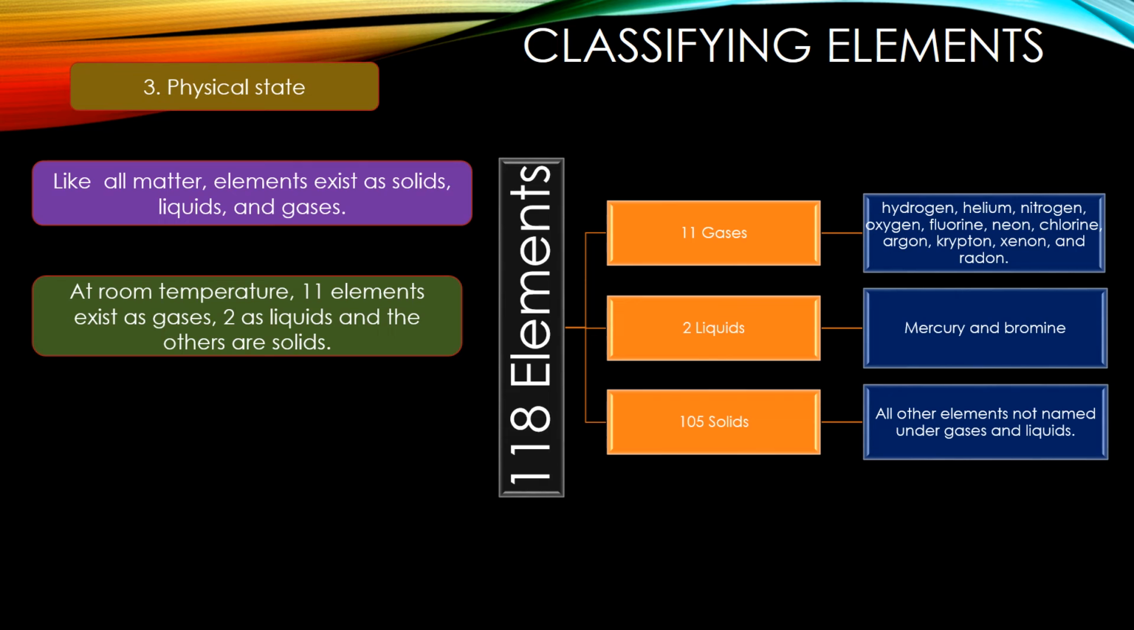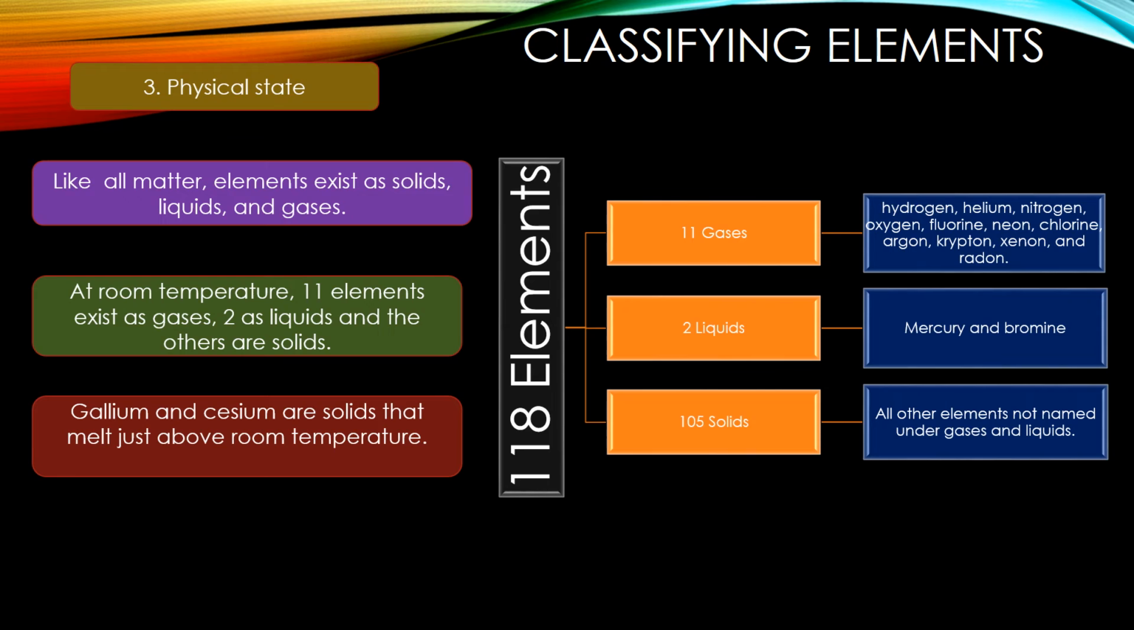The 11 known gases at room temperature include hydrogen, helium, nitrogen, oxygen, neon, fluorine, chlorine, argon, krypton, xenon, and radon. The 2 known liquids are the metal mercury and non-metal bromine.